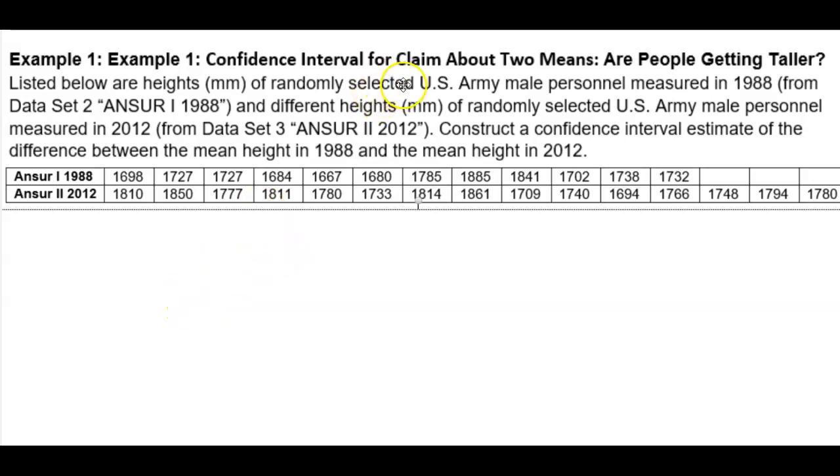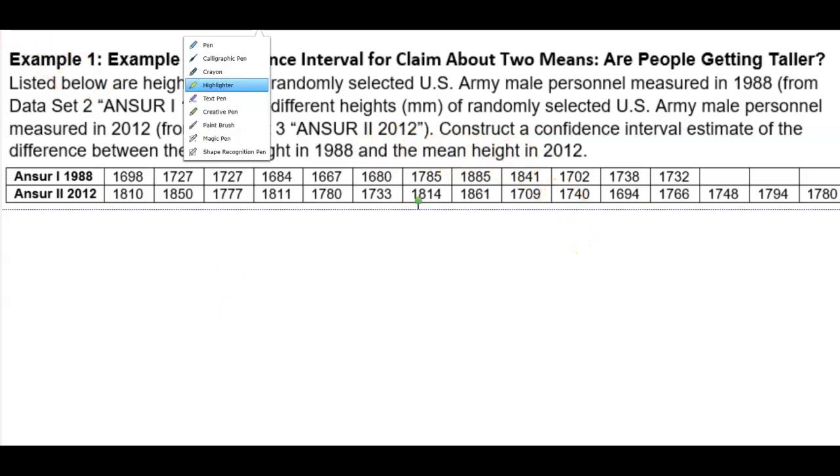Example 1, confidence interval for claim about two means. Are people getting taller? Listed below are heights in millimeters of randomly selected U.S. Army male personnel measured in 1988, and different heights in millimeters of randomly selected U.S. Army male personnel measured in 2012. Construct a confidence interval estimate of the difference between the mean height in 1988 and the mean height in 2012.